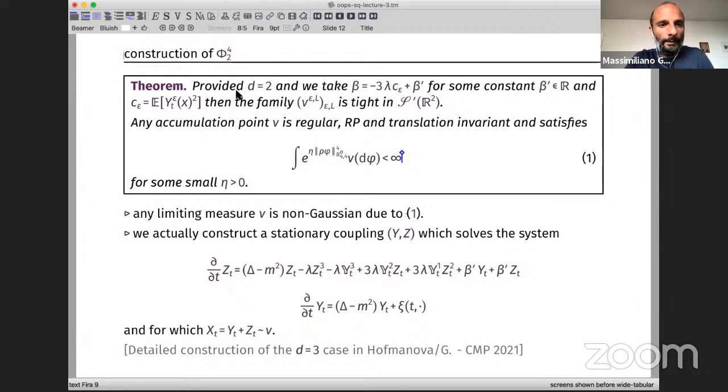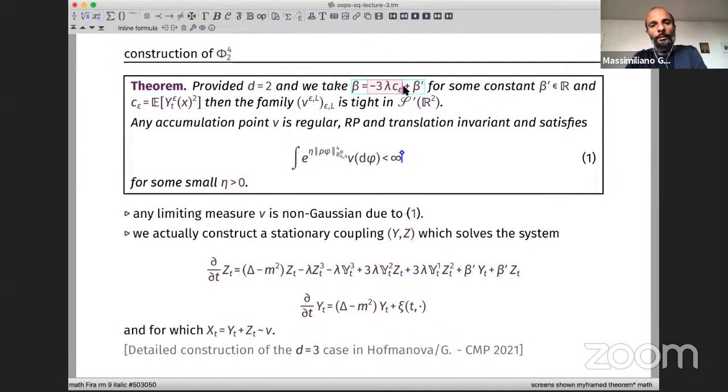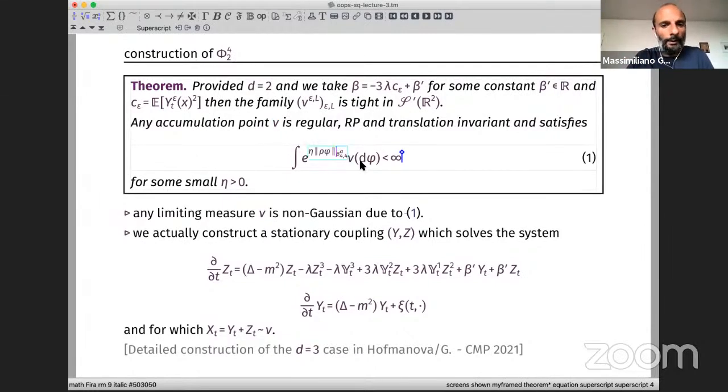So I can just state very roughly a theorem of this kind. So now this is the technology which would allow you to prove that, let's say, in two dimensions, you take the constant b to be the right constant tuned with the renormalization. B prime, you can just take a fixed constant. And then in this case, your family is tight in the space of distributions. I've been vague here. And then any accumulation point is regular, reflection positive, and translation invariant, and satisfies an estimate which is not like this, because of course these include also the Gaussian free field.